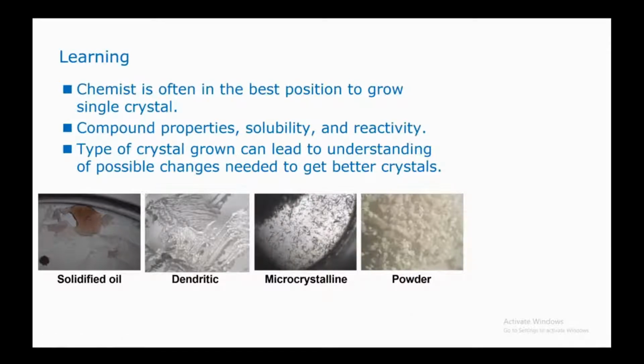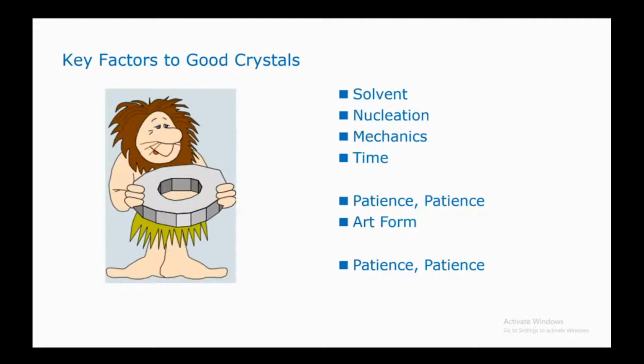Learning. The chemist is often in the best position to grow a single crystal. Compound properties, solubility and reactivity. The type of crystal grown can lead to an understanding of possible changes needed to get better crystals: solidified oil, dendritic, microcrystalline powder. Key factors to good crystals: solvent, nucleation, mechanics, time, patience, and again patience.